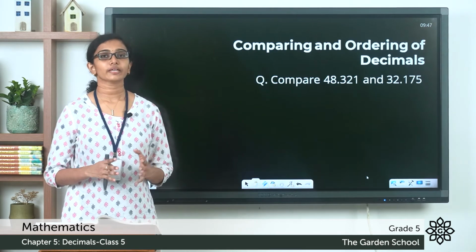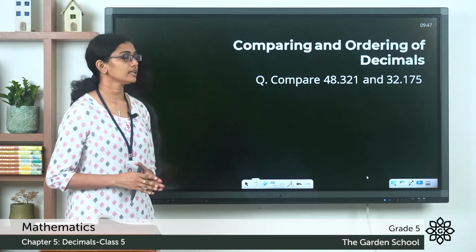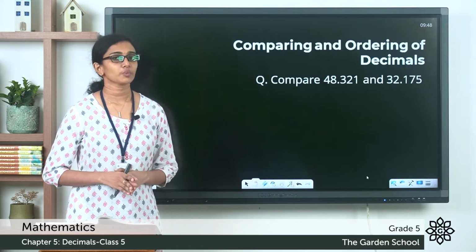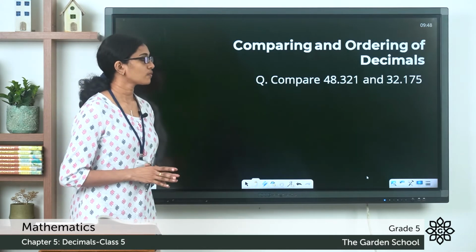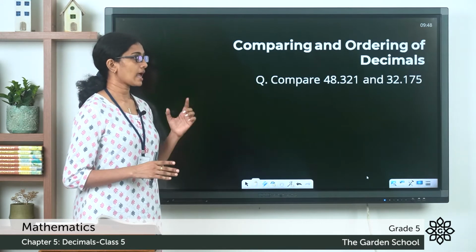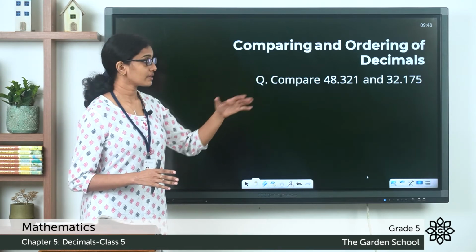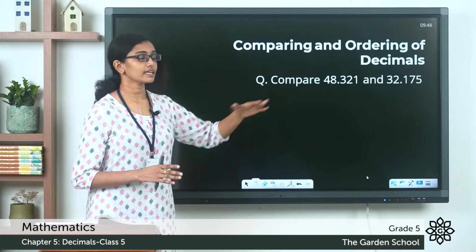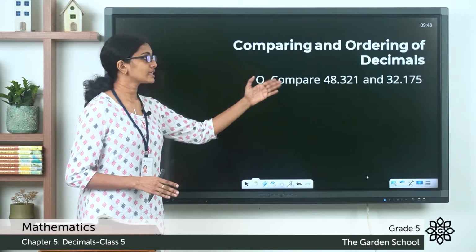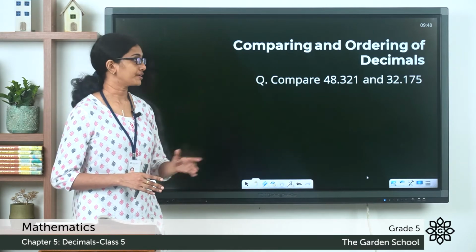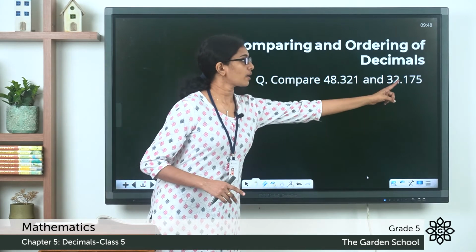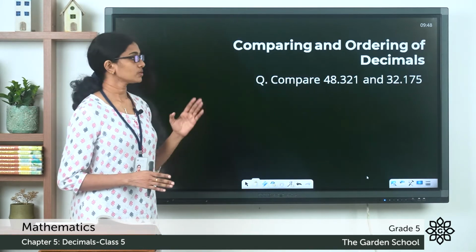Now we will see how we can compare and order decimals. Let's see that with an example. Compare 48.321 and 32.175. Look at the given decimals. Note that they are like decimals. They have the same number of digits after the decimal point. 1, 2, 3, 1, 2, 3. So they are like decimals.